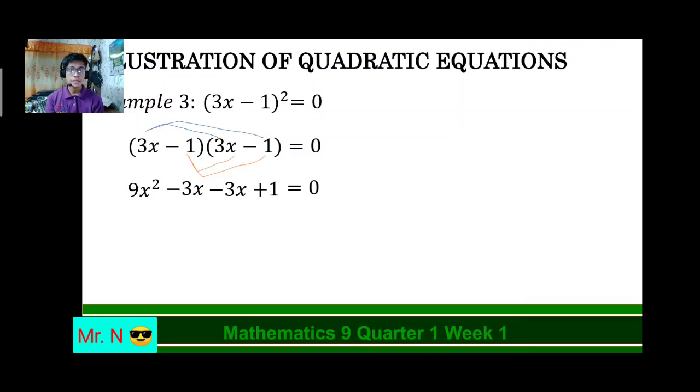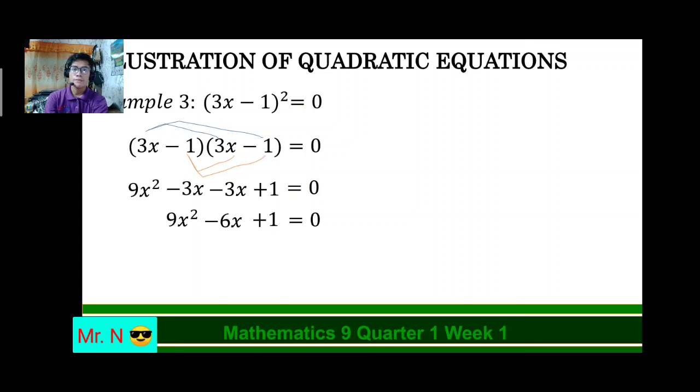So, in that case, you can apply now the concept of adding integers. Na kapag like sign, add the numbers, and copy the common sign. So, 3 plus 3, 6. The common sign is negative, so negative 6. So, negative 6x. Copy the common variable. So, we now have 9x squared minus 6x plus 1 is equals to 0.